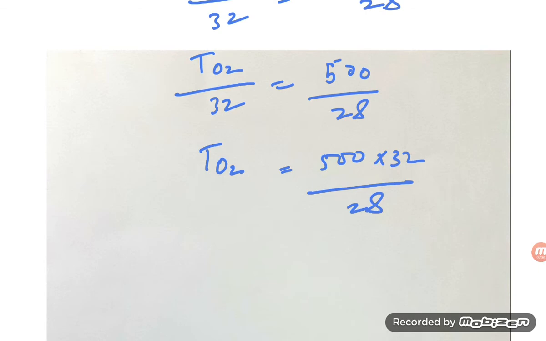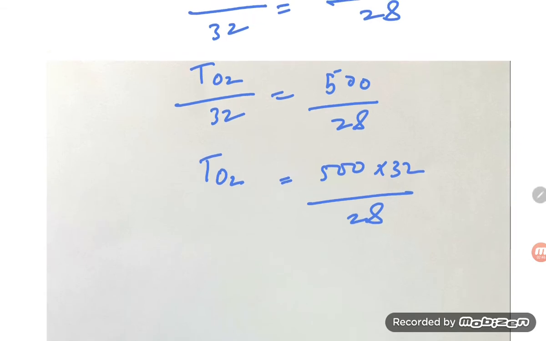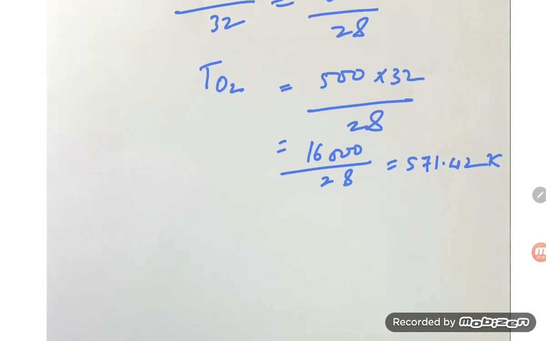So let us see what value you will be able to get out here. So that is 500 multiplied by 32. So it is coming student, 16000 divided by 28. So if you divide by 28, it is coming student 571.42. This is Kelvin.